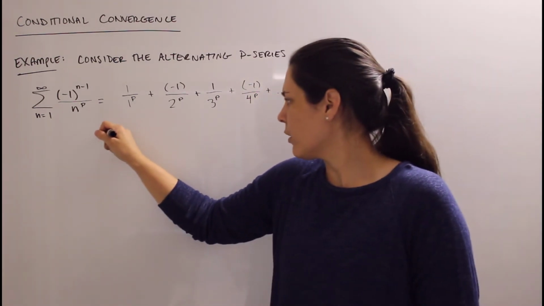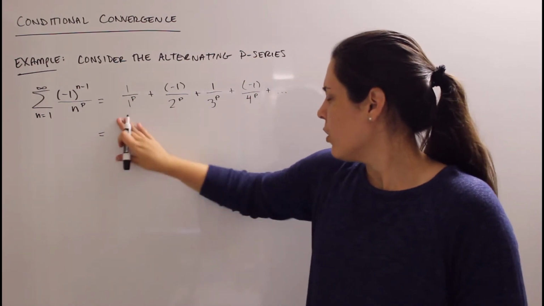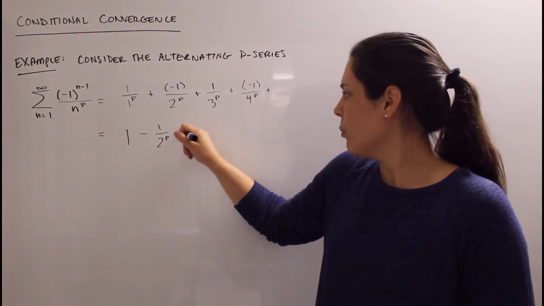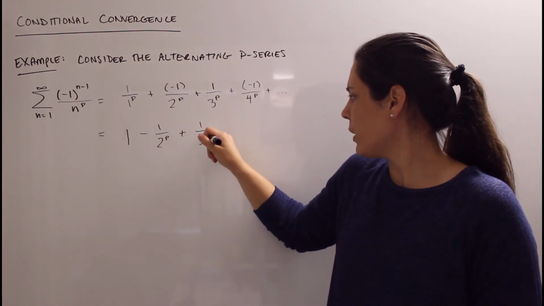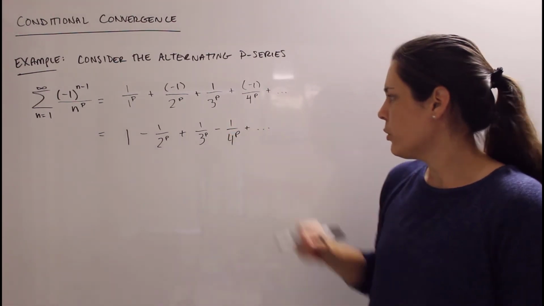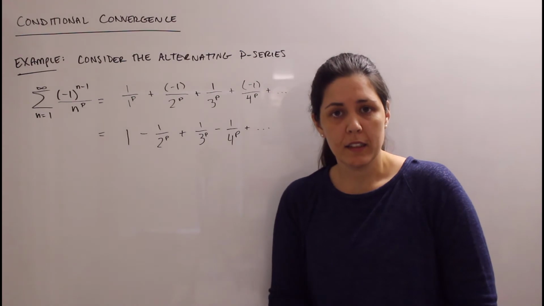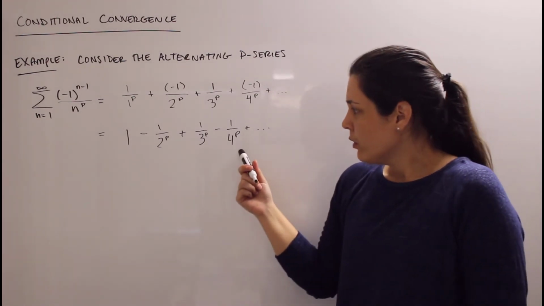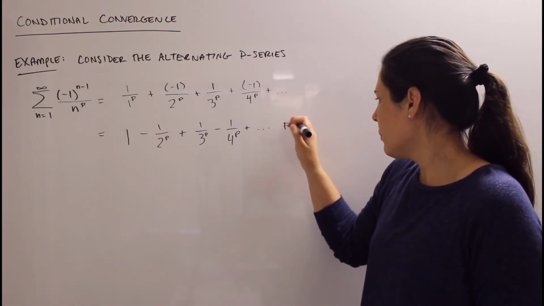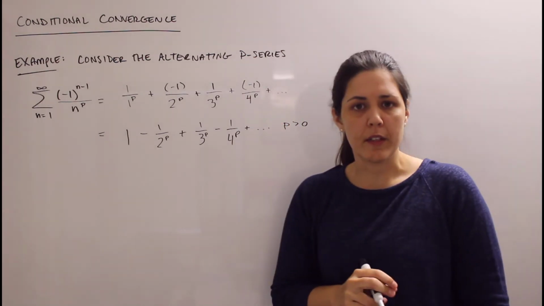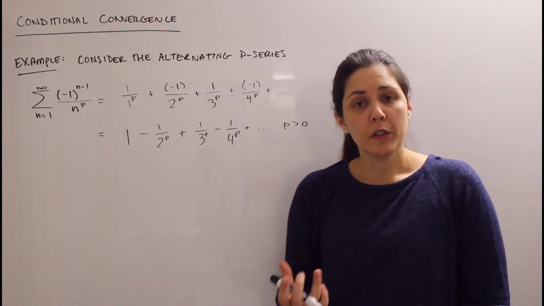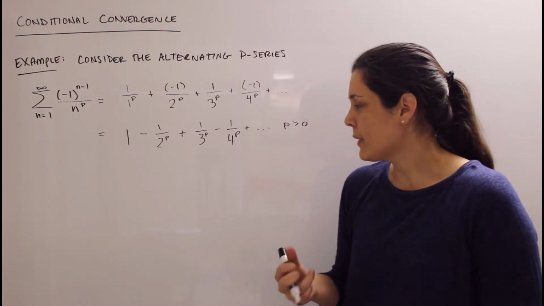Let's just write this out a little bit better, where it looks like 1 minus 1 over 2 to the p plus 1 over 3 to the p minus 1 over 4 to the p, and so on, just so it's very clear that this is an alternating series. Now, does this converge or diverge? First of all, let me clarify: p is positive here. It's some positive number that's the exponent. So let's apply our alternating series test and see what happens.